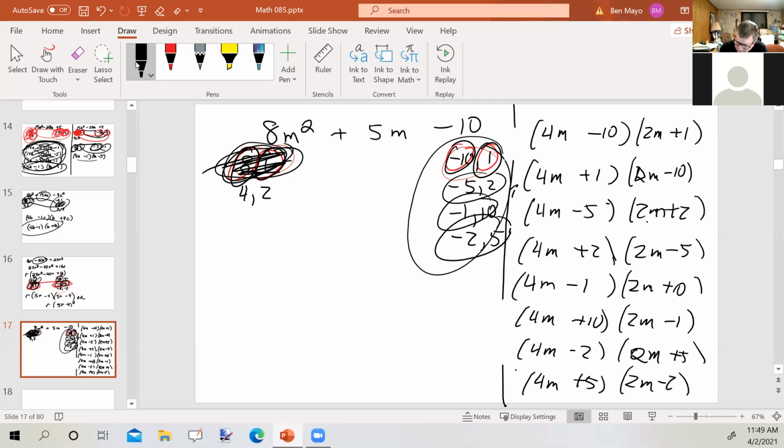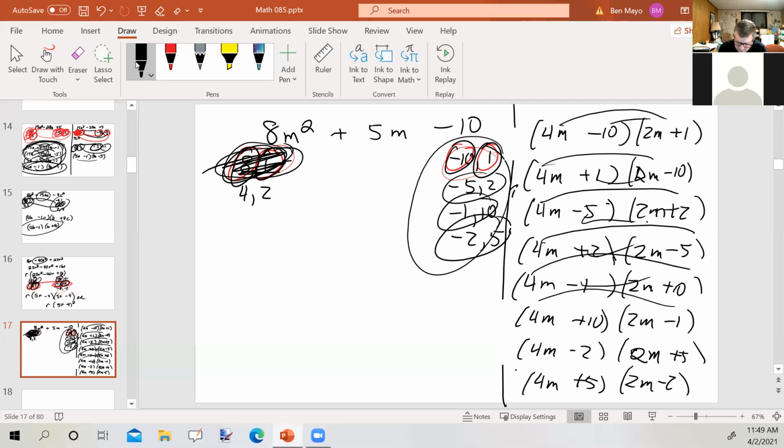And let's see, this is 4 minus 20, that's not 5. 40 minus 2, that's not 5. 8 minus 10, negative 2, that's not 5. Negative 20 plus 4, no, 40. Guess what? It's prime. Wow. A lot of work, huh?